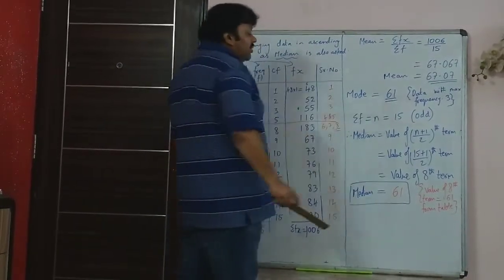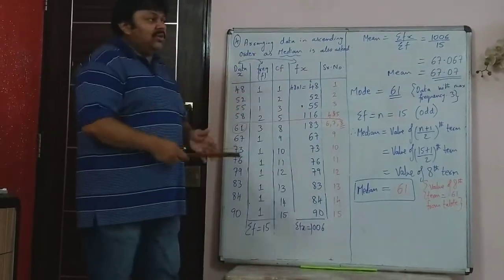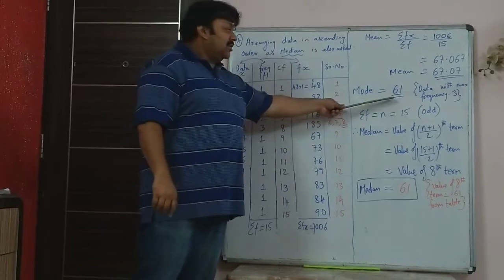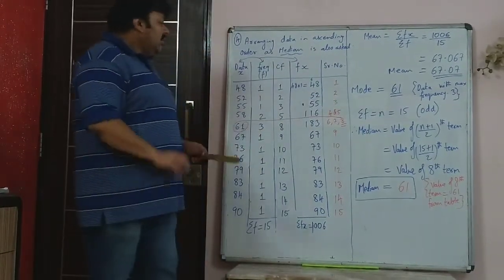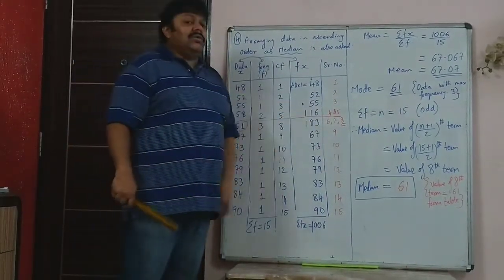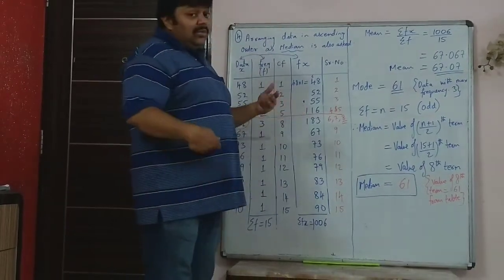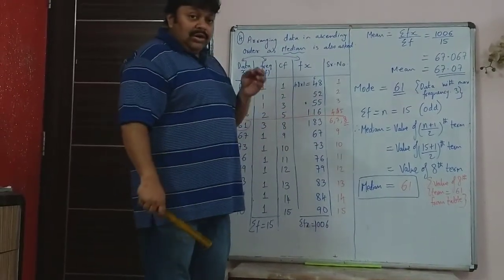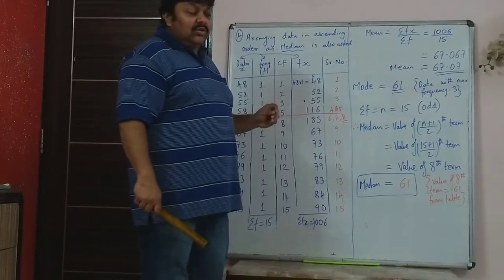And the mode: the maximum frequency, the maximum number of people in that group, is at 61 because there were 3 people who were 61 years of age. There can be more than one mode. Mode need not be one, I have told this previously also.